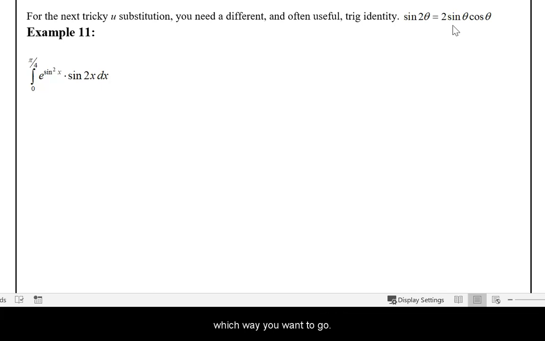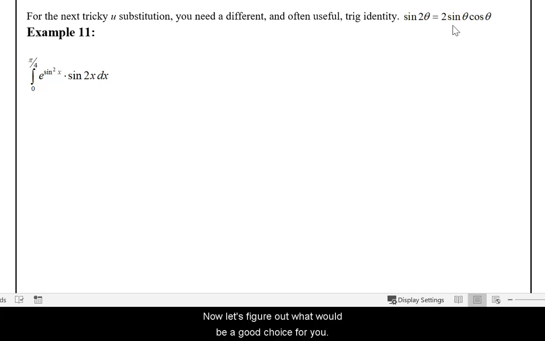which is the sine of 2 theta is 2 sine theta cosine theta. I will say that I use this one quite a bit. I won't say that I use it all the time, but it's pretty common. It's common enough that I have memorized it just out of habit over the years.